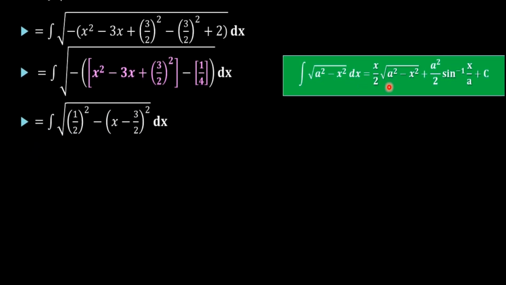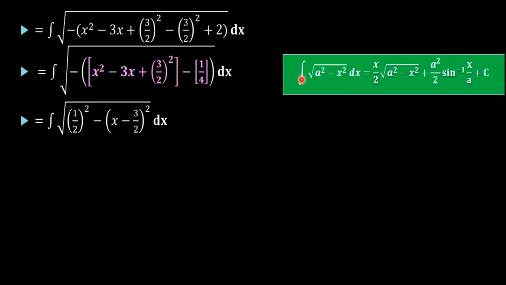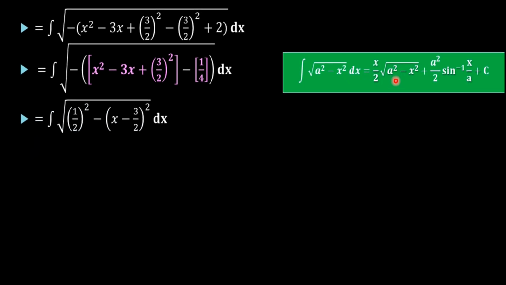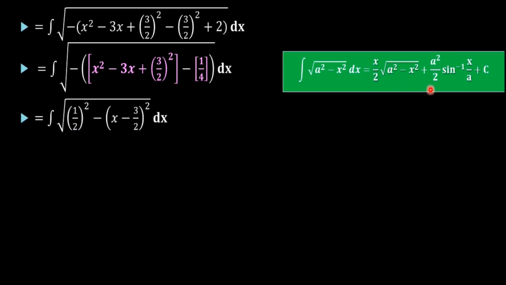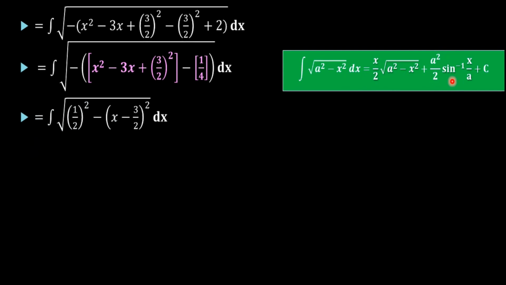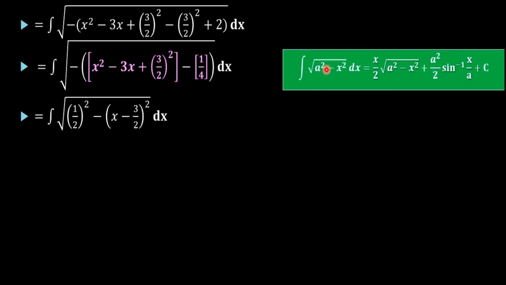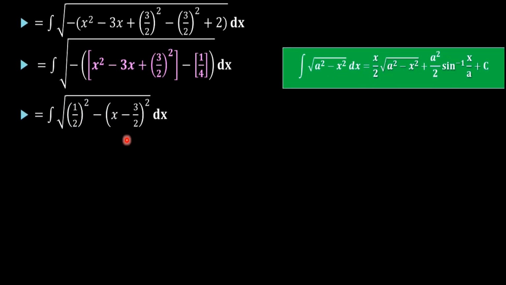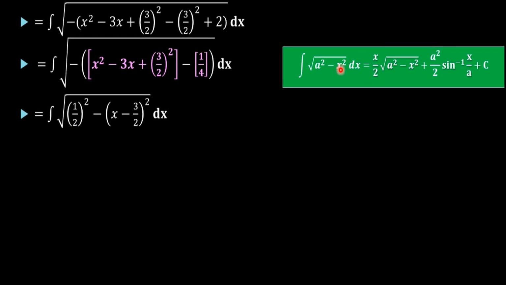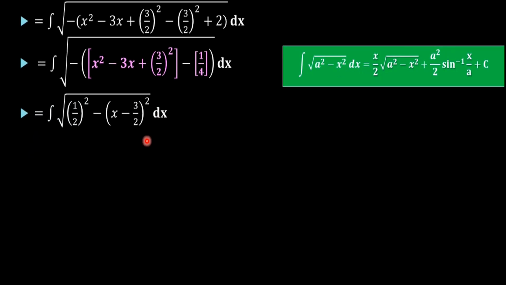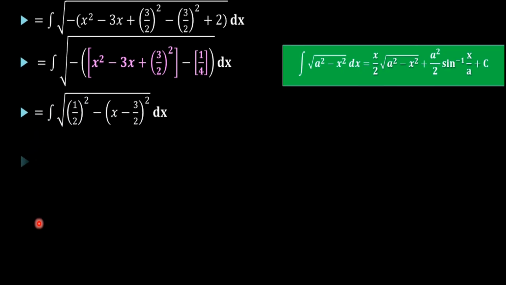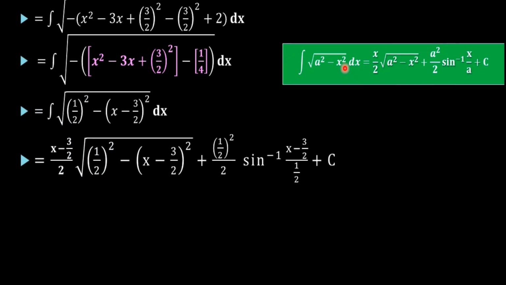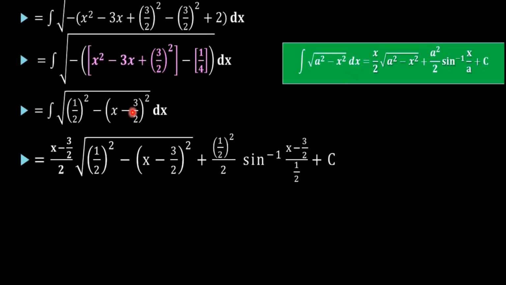Next what we have to do, we have to apply this formula. What is the integral of √(a² − x²) dx? That is (x/2)√(a² − x²) + (a²/2) sin⁻¹(x/a). Now, what is a here? Here a equals 1/2. What is the x term here? That is x − 3/2. So, on applying the formula, instead of x, we have to give this x − 3/2.